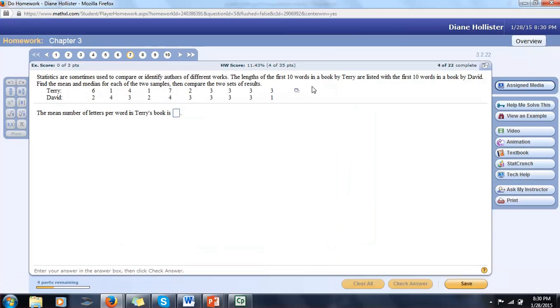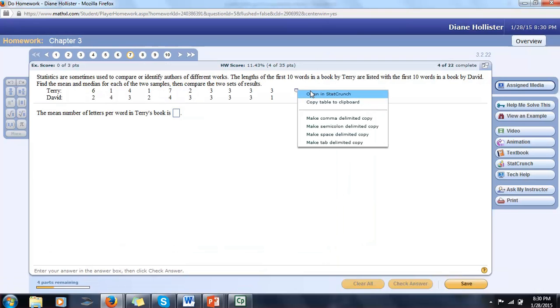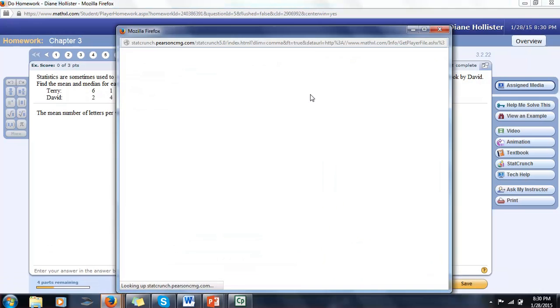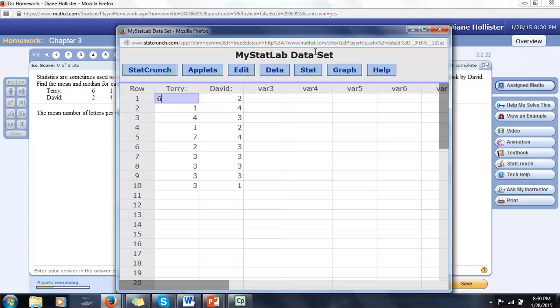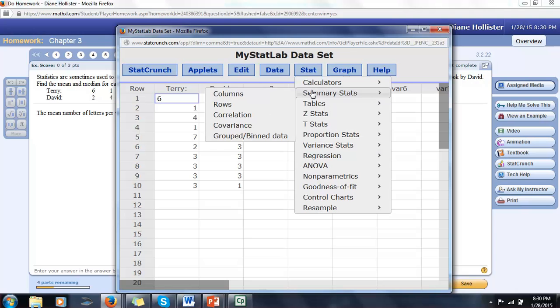Remember that when you see the small box on the homework problem, you can click to open this in StatCrunch. This first question here asks us to find the mean and median of two sets and compare. So we're going to open this in StatCrunch, and we're going to do summary statistics of the columns.